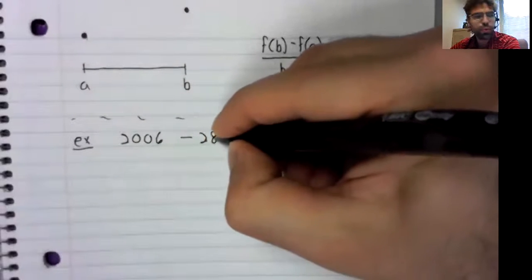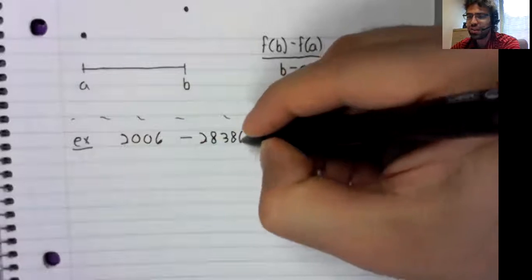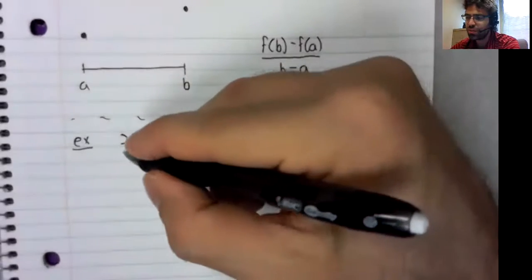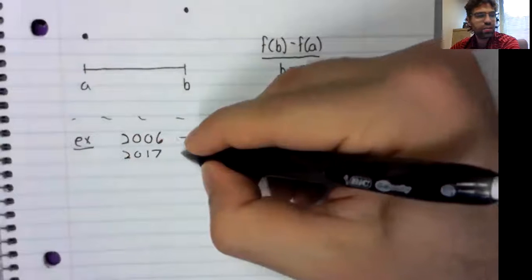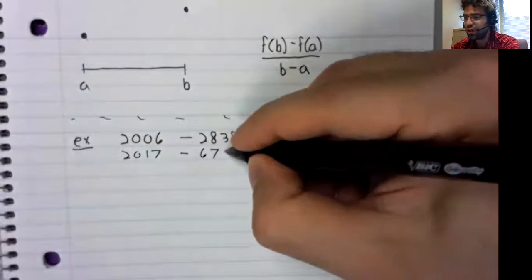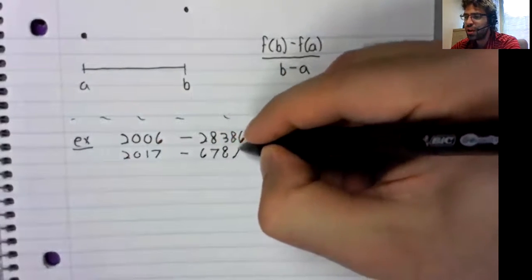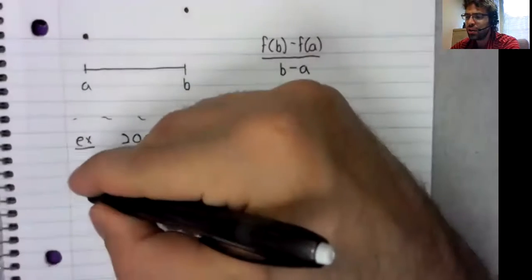In the year 2006, there were 28,386 deaths. In the year 2017, there were 6,789 deaths. Quite the decline.